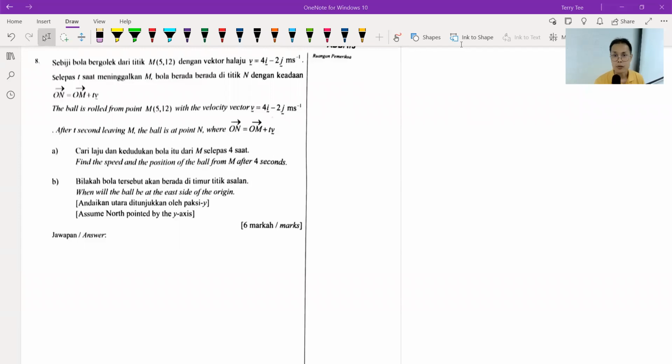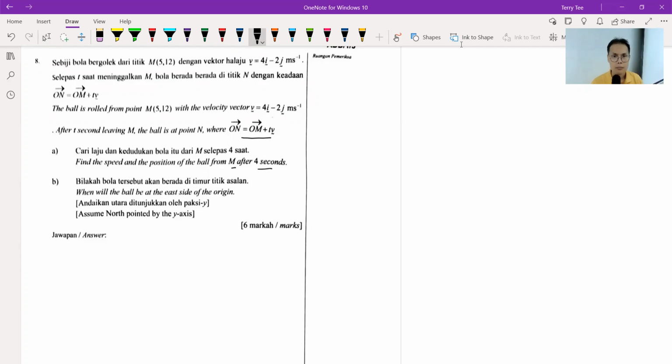Okay, next one. This is from question number 8, from the chapter Vector. Here we have a ball rolled from point M with a velocity vector of 4i minus 2j. After t seconds of leaving point M, the ball is at position ON equals OM plus tv. You're supposed to find the speed and the position of the ball from M after 4 seconds.